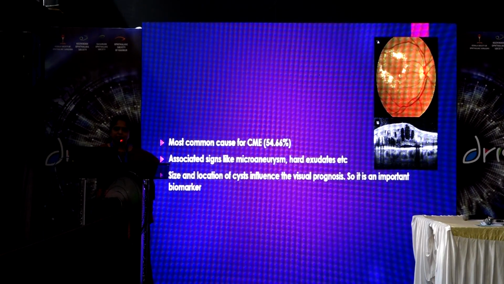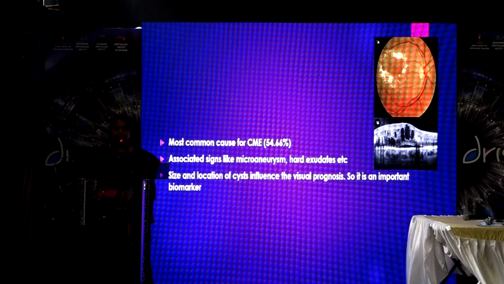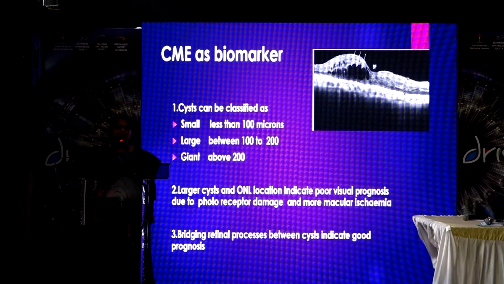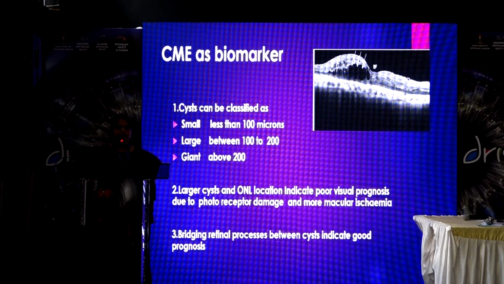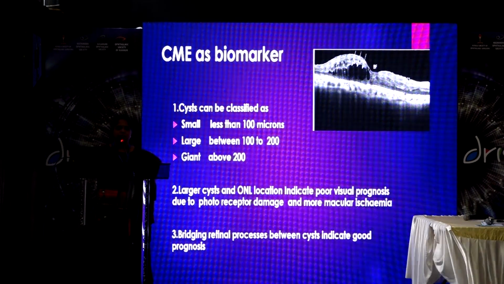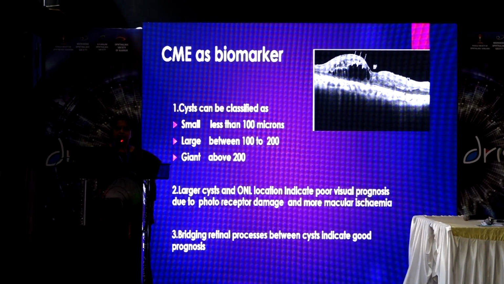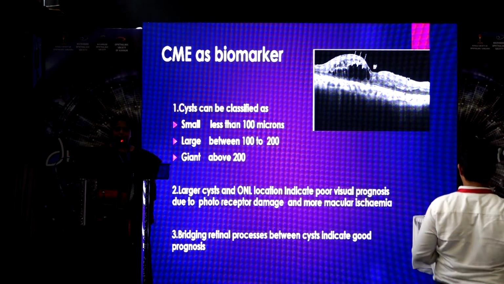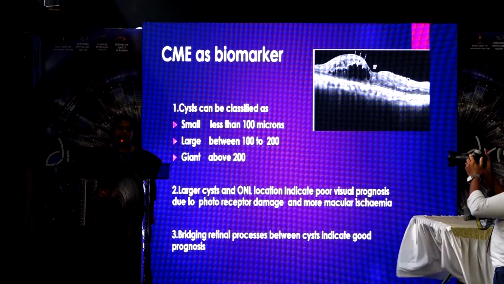The importance of cystoid edema is that the size and location of the cyst influence the visual prognosis, so it becomes an important biomarker. Now let us see how this CME acts as a biomarker. Larger cysts and outer nuclear location indicate poor visual prognosis, because there is already photoreceptor damage and more macular ischemia. You can divide cysts into small, large and giant depending on the size. And the bridging retinal processes between the cysts actually indicate a good vision prognosis.